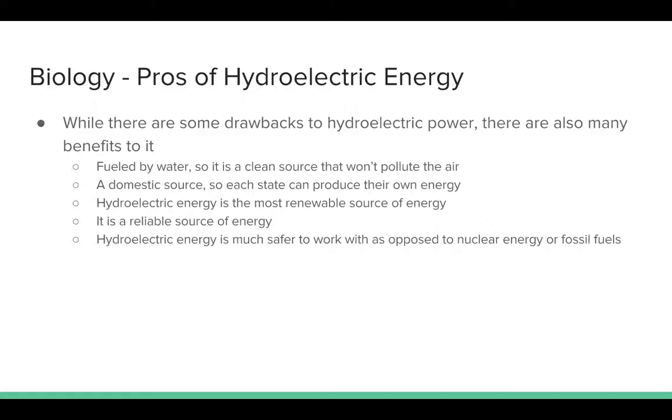This means that it is able to be used more than once, so there will never be a shortage of it. Renewable energy also produces less harmful gas, such as carbon dioxide, than non-renewable energy sources. This means that it is eco-friendly. Hydroelectric energy is also one of the safest forms of energy to work with.